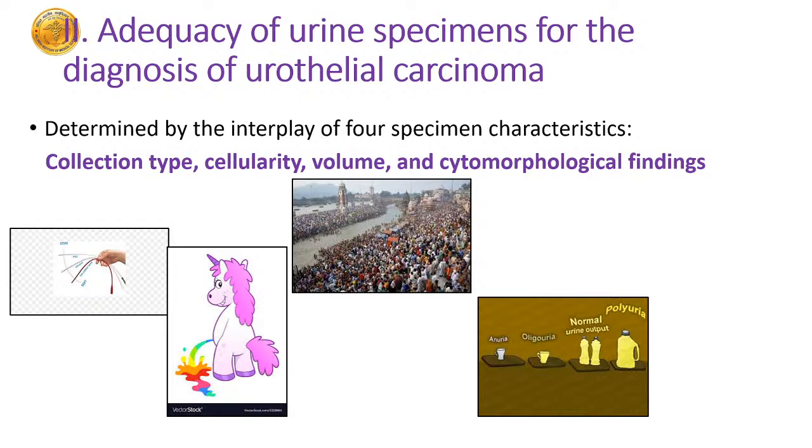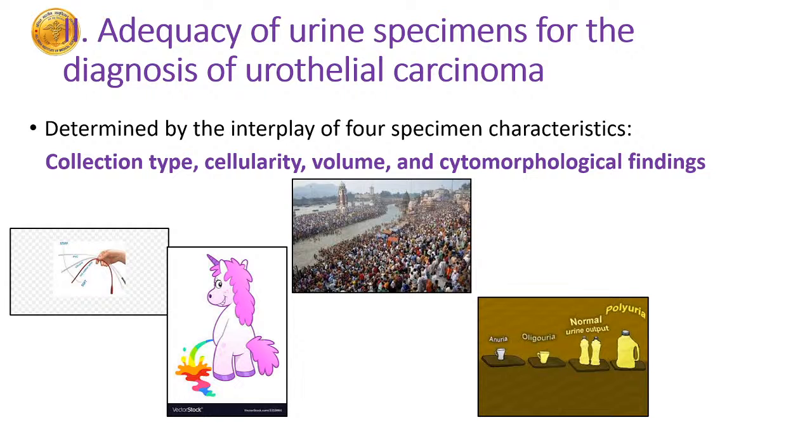Next slide, please. So how do we decide adequacy of the urine specimens for the diagnosis of urothelial carcinoma? Similar to Bethesda for thyroid and cervix, this is determined by the interplay of 4 specimen characteristics, which are the collection type, whether it is catheterized or voided, the cellularity, what is the volume, and the cytomorphologic findings.